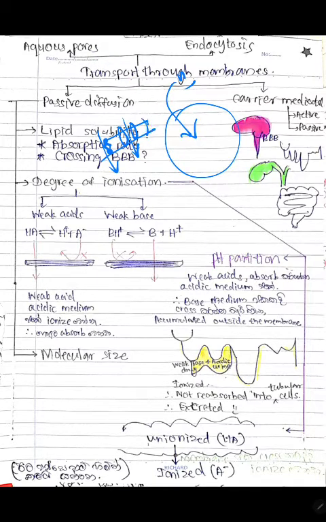Then aqueous pores and endocytosis, which takes these drug substances, makes a vesicle and ingests it into the cell. I keep aqueous pores and endocytosis aside because they are not very important, and focus on passive diffusion and carrier mediated transport.